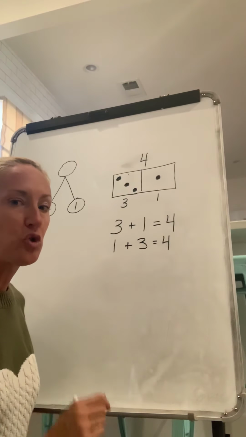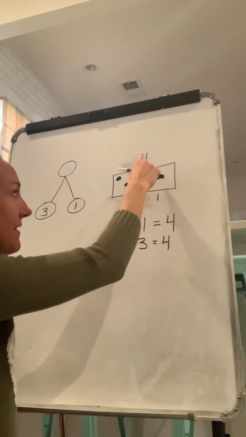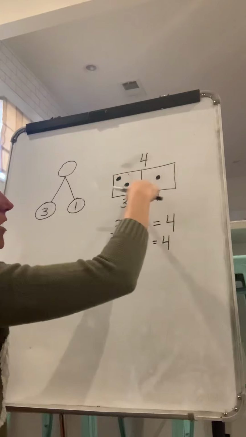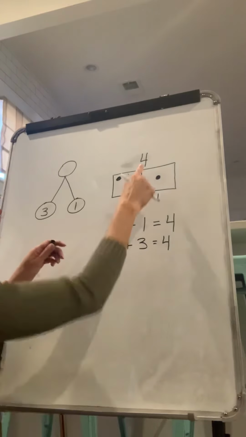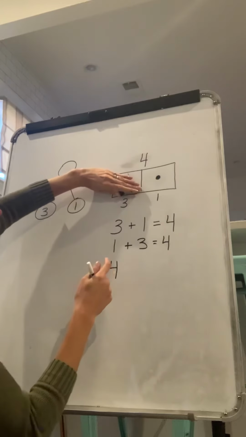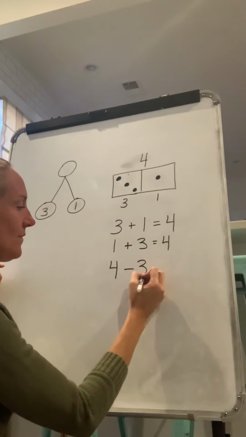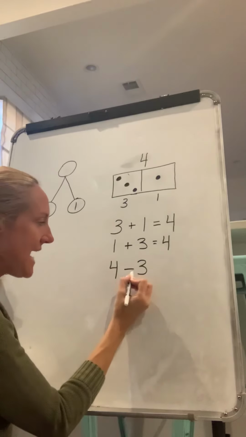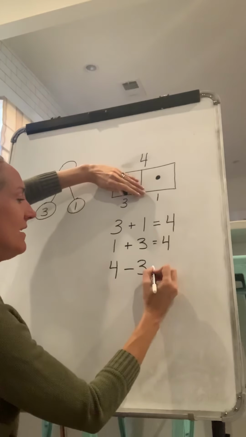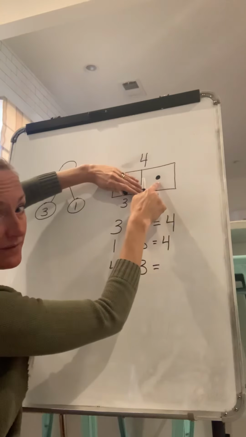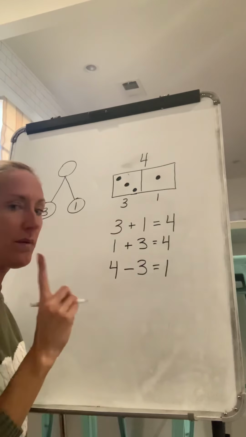Now, remember, subtraction always starts with the biggest number in the family. It starts with the whole thing, all of the dots. So for subtraction, we have to start with the 4. Because we're going to take away one of the sides. So let's take away minus 3. So write down 4 minus 3. We had 4 balloons. Uh-oh, but 3 of them popped. Bing! So how many are left? What's left? 1.